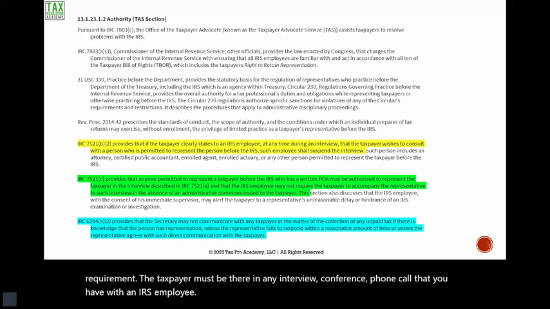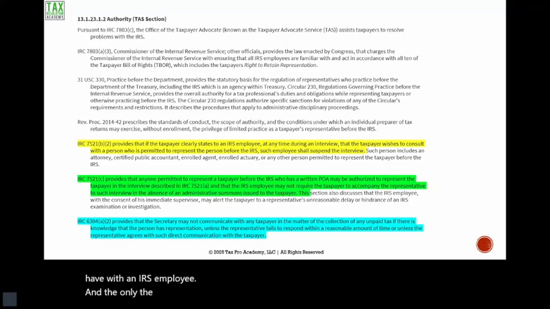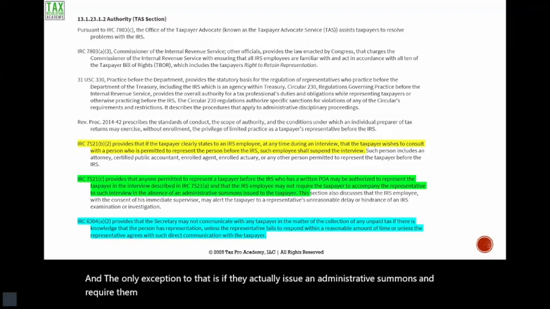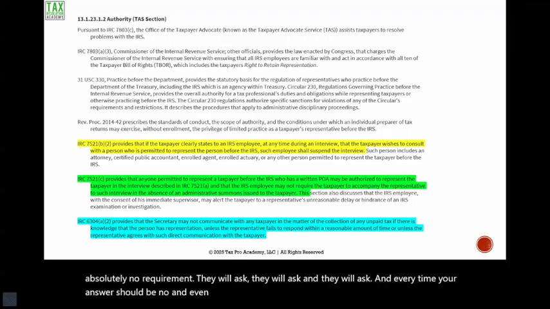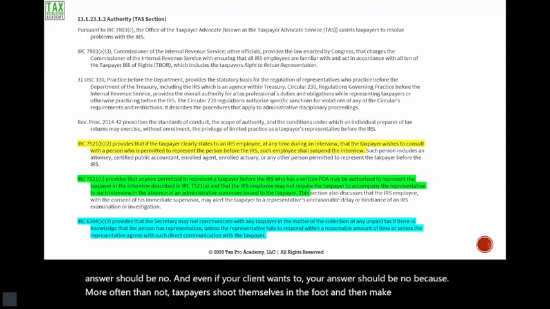Okay, and the only exception to that is if they actually issue an administrative summons and require them to appear, then they are required to be there. Outside of that, there is absolutely no requirement. They will ask, they will ask, and they will ask, and every time your answer should be no. And even if your client wants to, your answer should be no, because more often than not, taxpayers shoot themselves in the foot, and then make your job even harder.